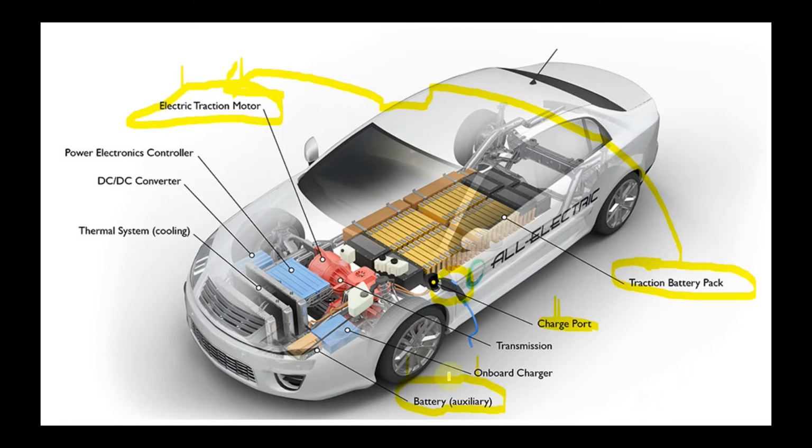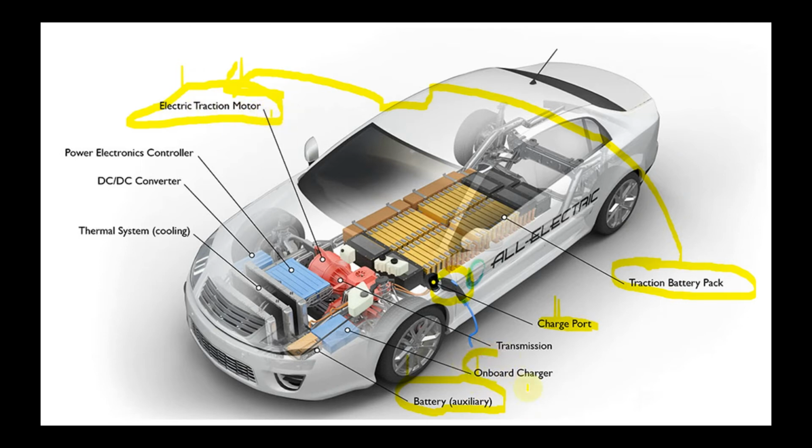We have another battery, which is known as the auxiliary battery, and it's quite confusing that when we have a traction battery pack, why there is a need for an auxiliary battery. Basically, an auxiliary battery supplies energy to the electric vehicle accessories, while the traction battery pack supplies the electrical energy to the electric traction motor. So this is the difference.